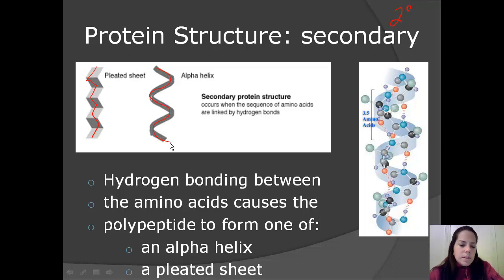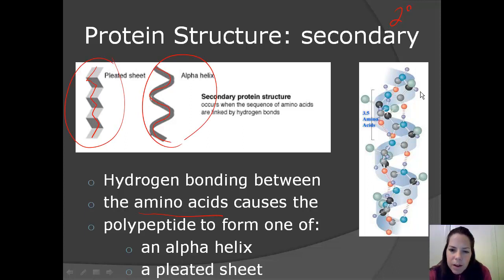Now, why does this secondary protein structure occur? It occurs due to the hydrogen bonding between the amino acids. And it either forms, as I said, the alpha helix or the pleated sheet. Here, this is a larger diagram of the pleated sheet, and you can see the different reactions here of the hydrogen bonding occurring, trying to hold that alpha helix together.